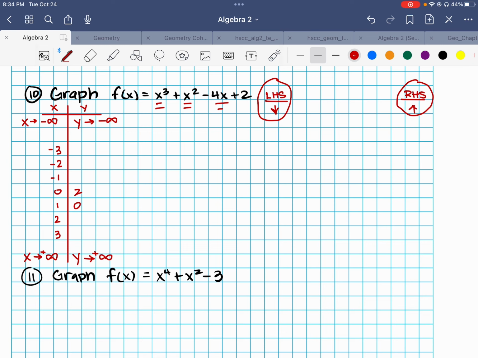Let me just double check one more time. 1 plus 1 plus 2 is 4 minus 4. Yep. Next, I'm going to plug in -1, right? So -1 plus 1 cancels. 4 and 2 is 6. So I'm going to get a 6 over there.